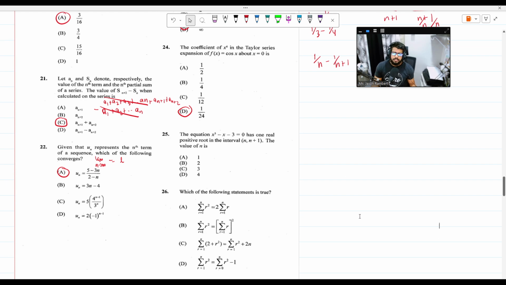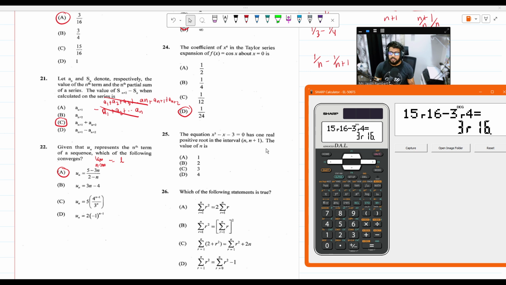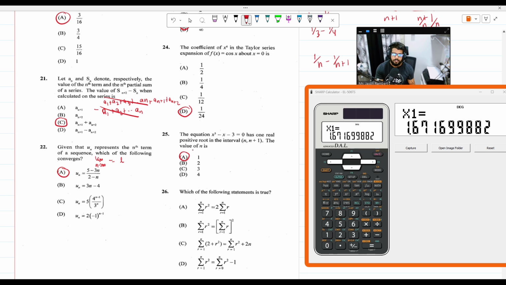Alright, the equation x cubed minus x minus 3. Just double check and make sure that how they give you the function, it has the root between 1 and 2. I believe it was 1.67. So it's between 1 and 2.